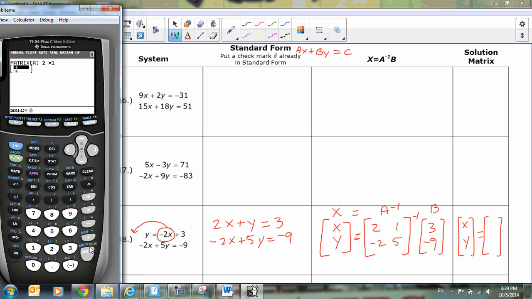And, oops, what did I do here? Let me go back. Oh, sorry. Let me start over. Second matrix. Oh, how do I get back up here?